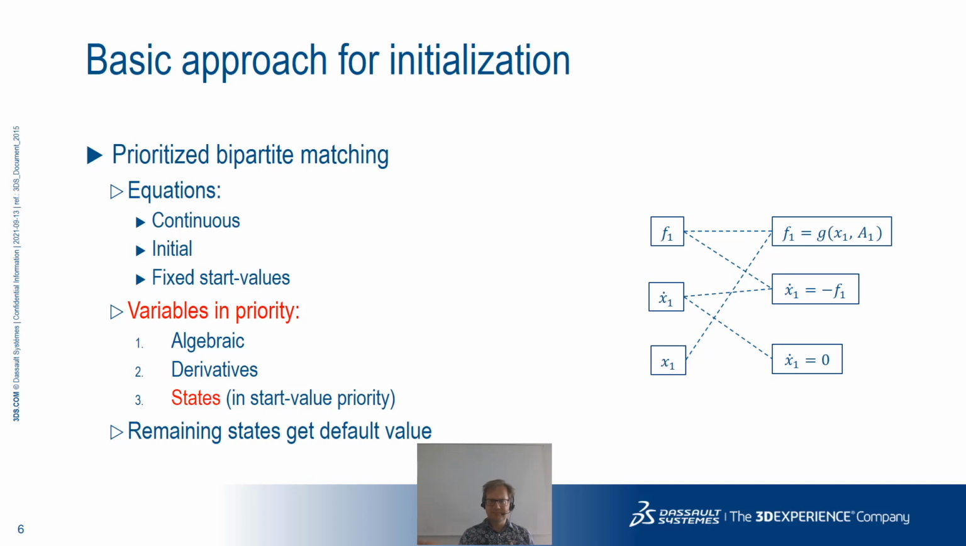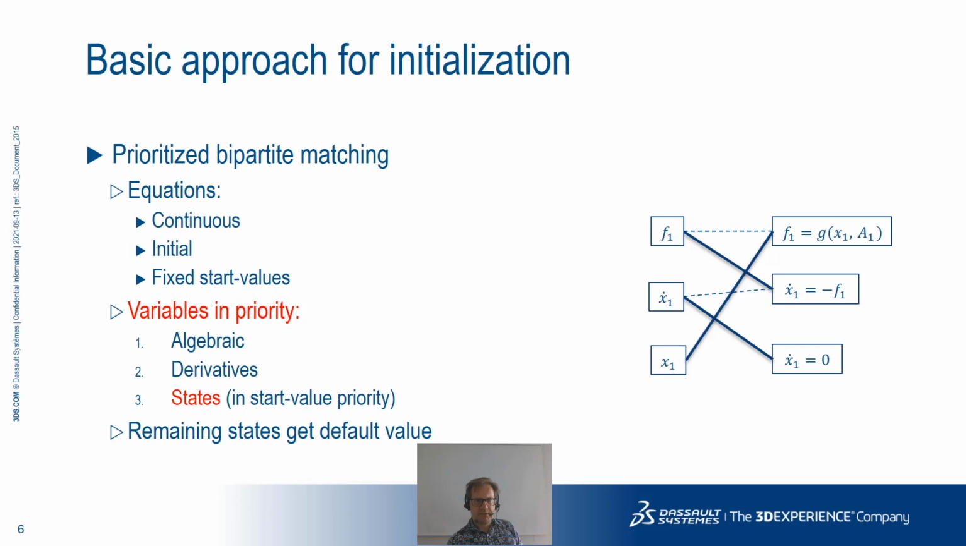So here, if we manually have set up that the derivative should be zero, we add that equation, we get an incidence with it, and we match as previously. It's just that now we get the derivative matched to this x dot equals 0, and there is no free start value to set.